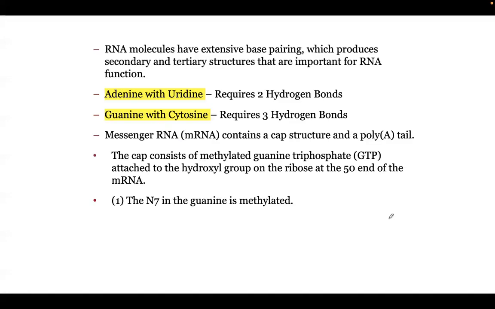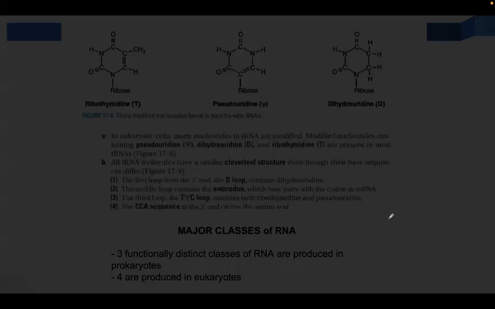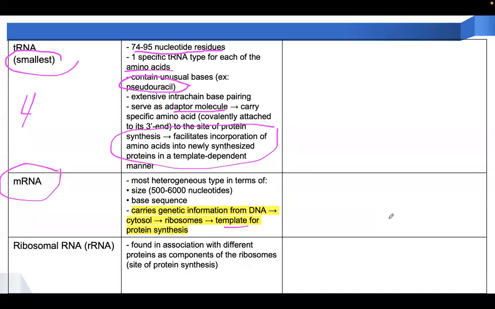Sorry, let us proceed. Ayun. So, next naman si ribosomal RNA or your rRNA. It is found in association with different proteins as components of the ribosomes. Again, involved pa rin na naman siya sa inyong central dogma of life, but mainly, dito na siya involved sa site of protein synthesis. Involved pa din naman si mRNA, but mainly talaga siya yung template. Pero si ribosomal RNA, it is found in association with different proteins as components of the ribosomes for the site of your protein synthesis.